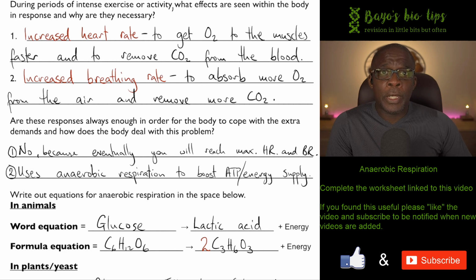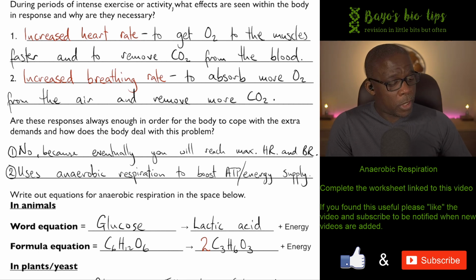If you are carrying out intense exercise, you will eventually hit a point where you're supplying oxygen as fast as you can, and you can't possibly supply the oxygen any faster. You can't breathe any faster. Your heart can't beat any faster than it already is. At that point, your body then switches partially to anaerobic respiration in order to supplement the aerobic respiration, which is happening at its maximum rate.